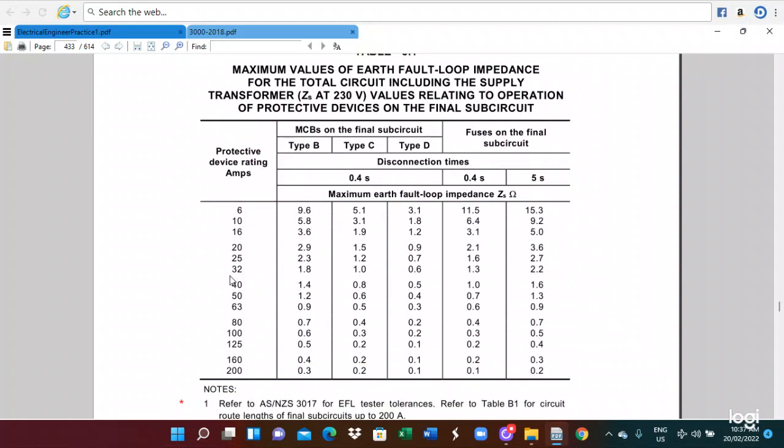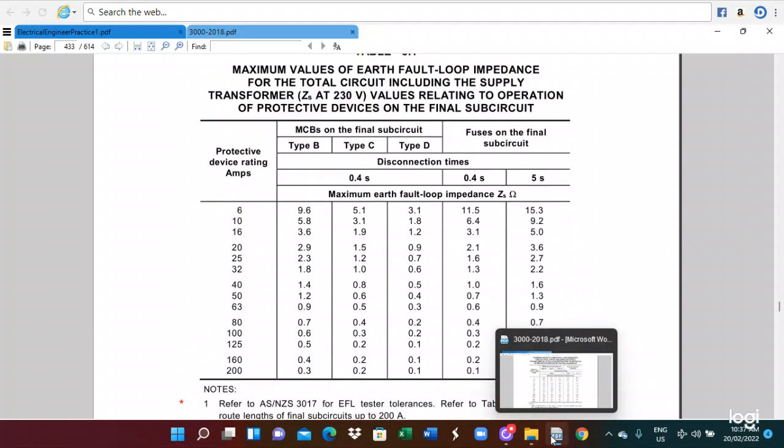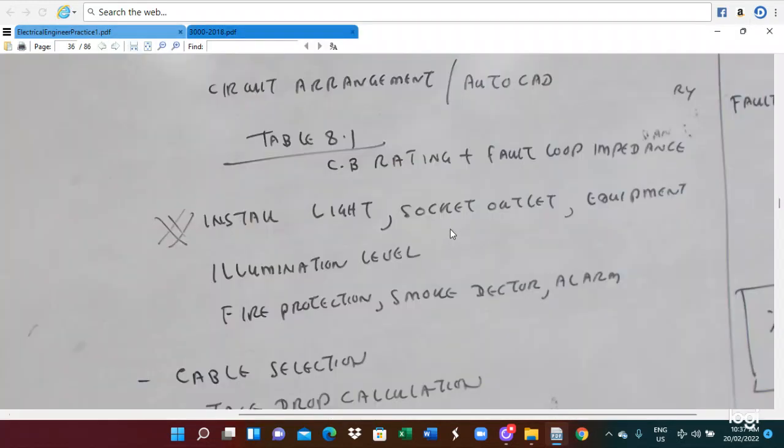So this is the protective device rating. Also, we utilize circuit breaker type B, type C, type D. They are the operation types, and this is the fault loop impedance. And also for the fuse on the final circuit, this is the rating, and this is the fault loop impedance. So that you know the fault loop impedance, and you know the protective device rating, and you can determine the appropriate circuit breaker size. So this is the way we calculate the appropriate matching between the protective device rating and the circuit breaker.